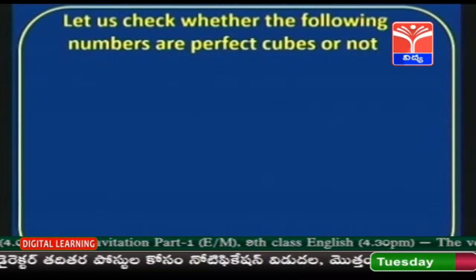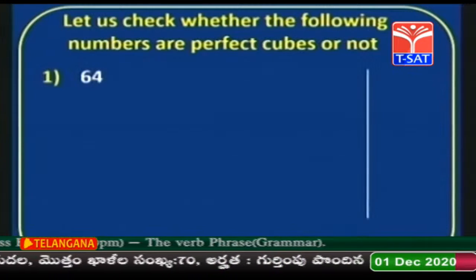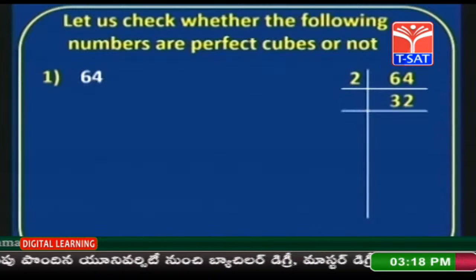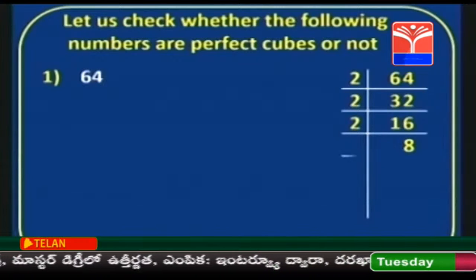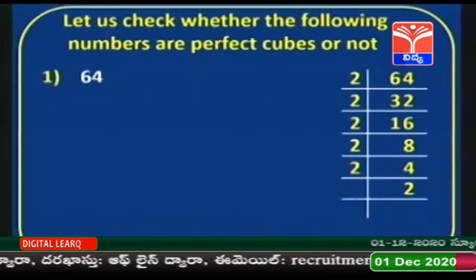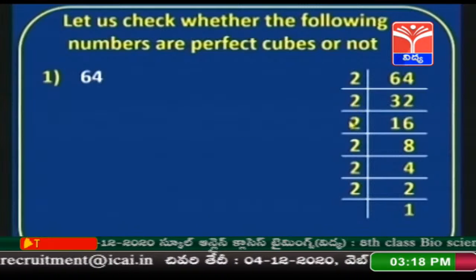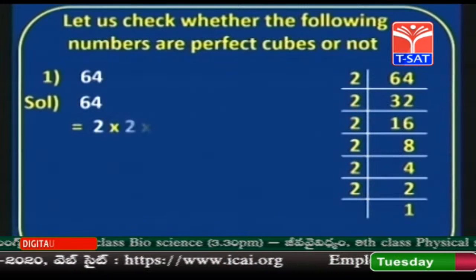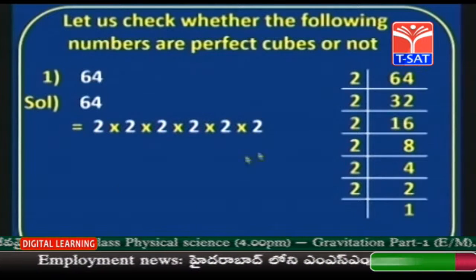Children, if a number is given, how do we check whether it is a perfect cube or not? Let us check. I am taking the number 64. I am doing prime factorization. 2 32s, 2 16s, 2 8s, 2 4s, 2 2s, 2 1s. Now how many 2s have we got here? 1, 2, 3, 4, 5, 6. So I can write 64 as 2 into 2 into 2 into 2 into 2 into 2, 6 times.